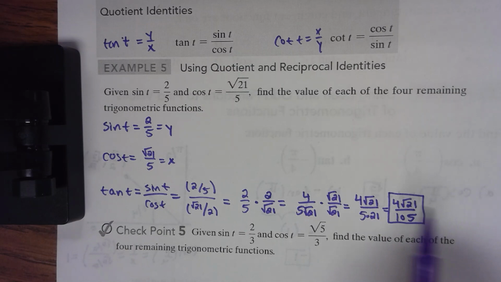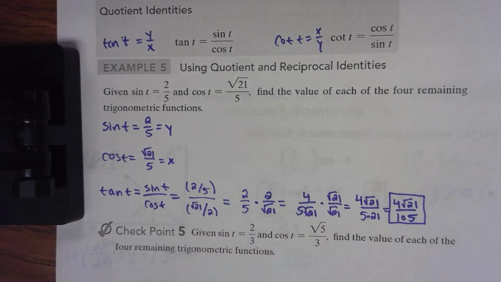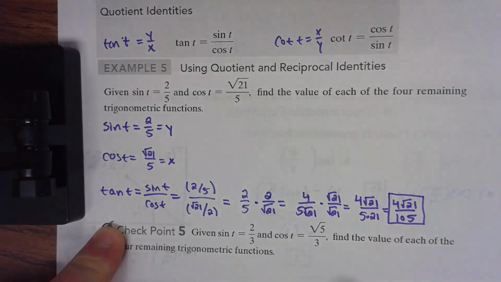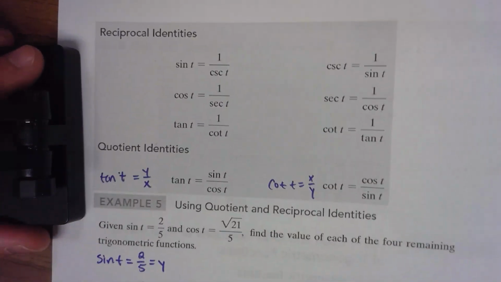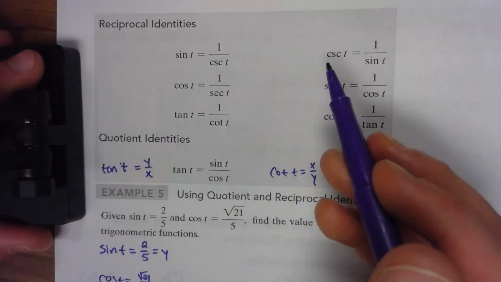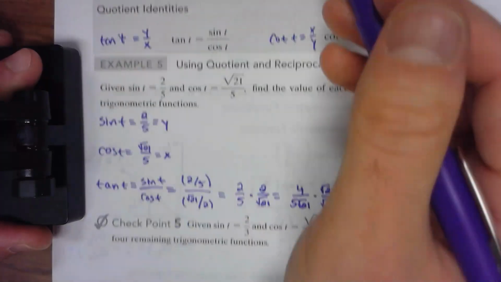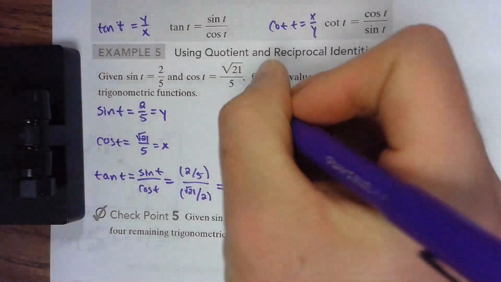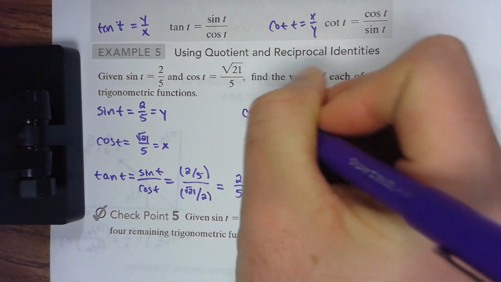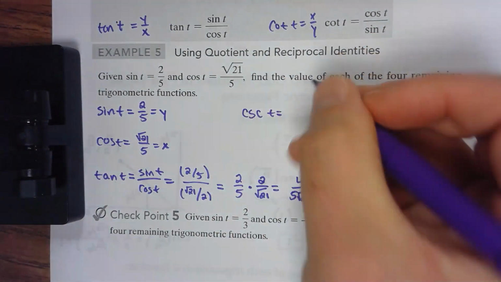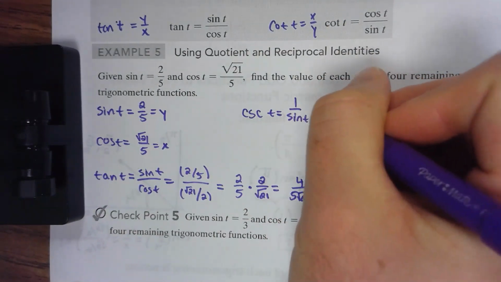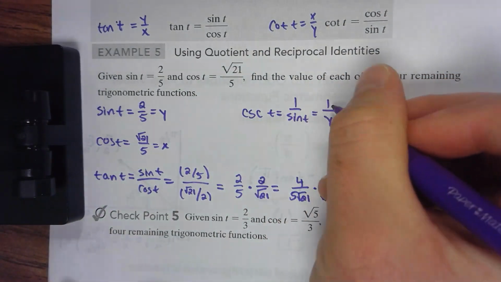All right, now we need to find the other 3 trig functions. So the reciprocals of sine, cosine, and tangent. This is where we'll use the reciprocal identities to make it a little bit more straightforward. Remember, if we have sine, the reciprocal of sine is cosecant of t. Well, cosecant of t is 1 over the sine value. And another way to think about this, we know that sine is y, that's 1 over y.